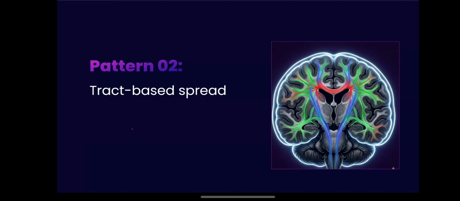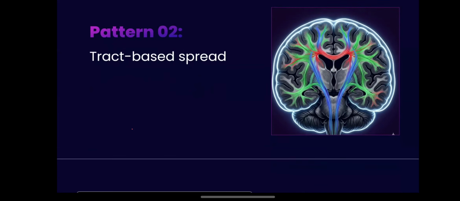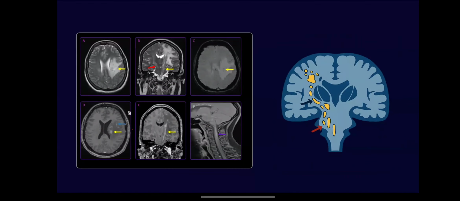Now we move on to the second pattern. Now this is the track-based pattern. What I really like about the track-based pattern is it's one of those instances where the beauty of this presentation really doesn't leave you. Once you've seen it, it's very, very difficult to unsee it. So as you can see, this is one of those cases where you have this beautiful spread of the organism along the corticospinal tracts.